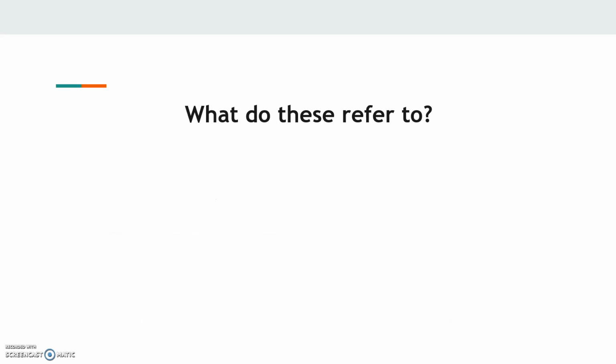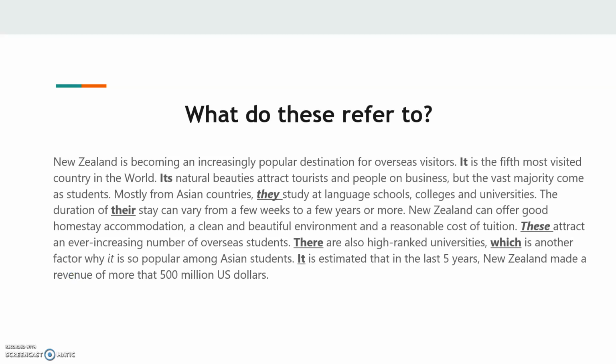Let's do an example together. We have a short text about New Zealand. Pause the video here if you need, read it, and write what each reference word refers to. Let's begin with the first sentence. In this sentence, it refers to New Zealand. To find the referent, we look at the nouns or noun phrases that appear in the previous sentence.